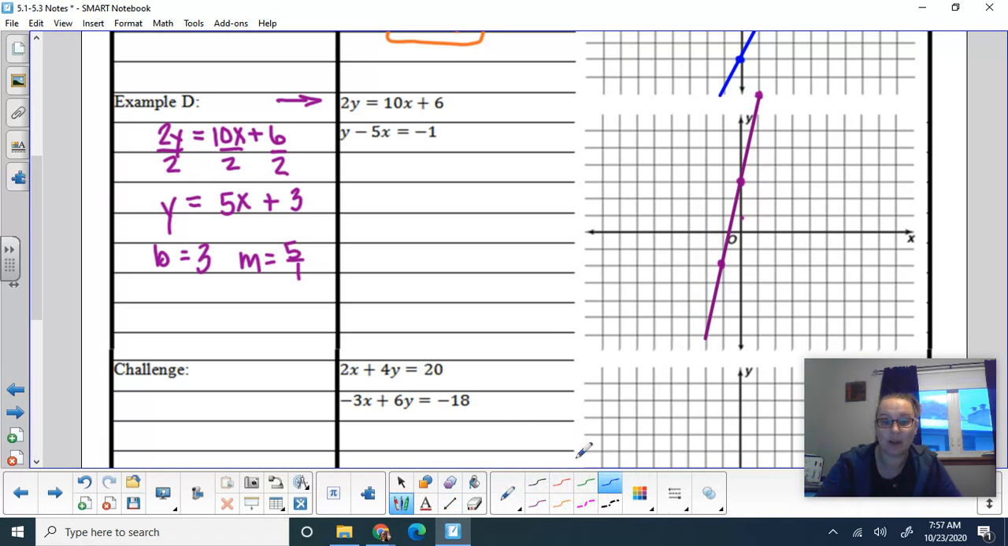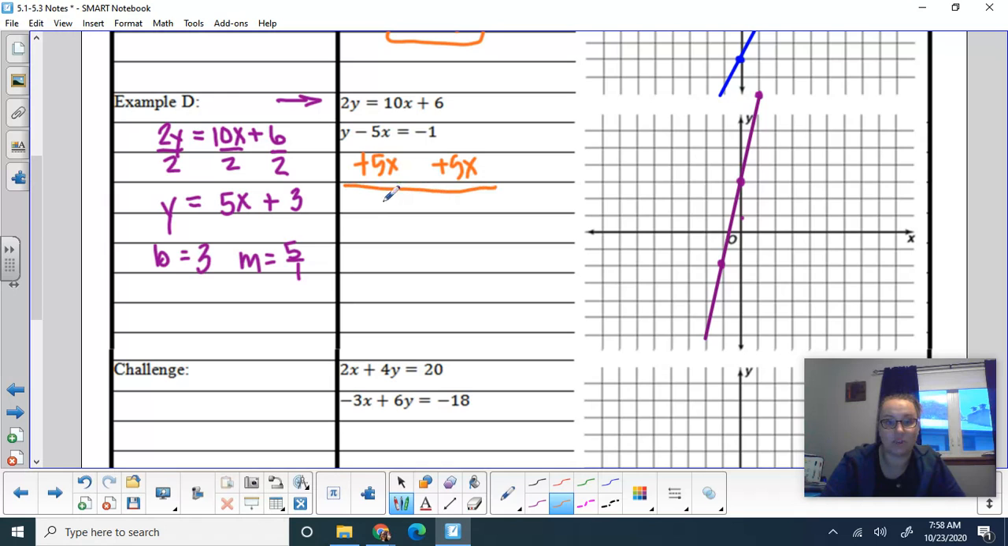All right, next up, let's take a look at the next equation. In the next equation, I notice that, again, y is not by itself, but this time to get y by itself, I need to add 5x to both sides.